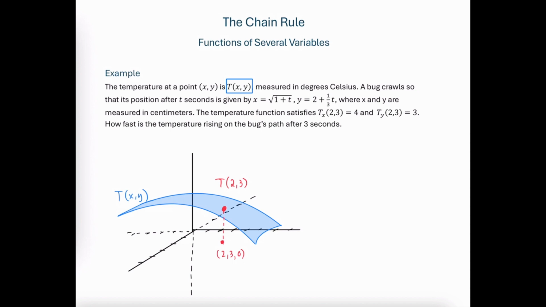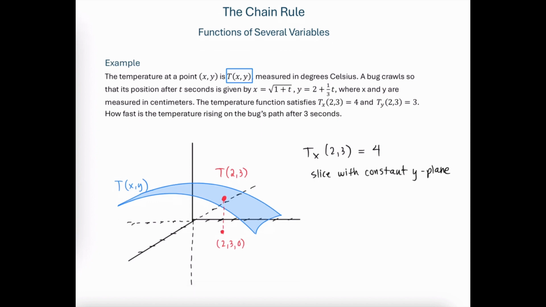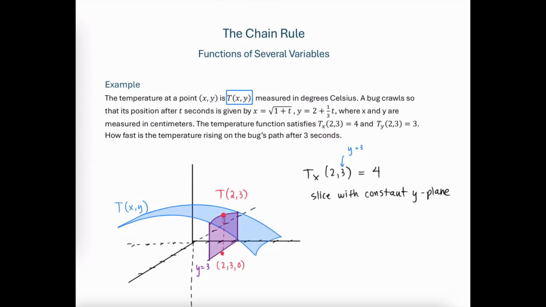Now let's recall what the first partial of T with respect to x actually means. It means we slice the surface with a constant y-plane, and if we're looking at the ordered pair 2, 3, it means that the y-plane that we're slicing with is the y equals 3 plane. So if we slice this surface with a constant plane y equals 3, we'll get a tangent line to the surface at this point, and the slope of this tangent line would be 4.